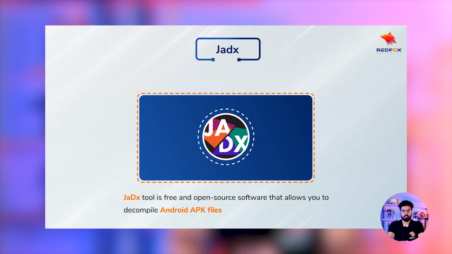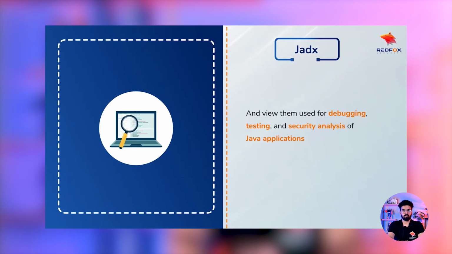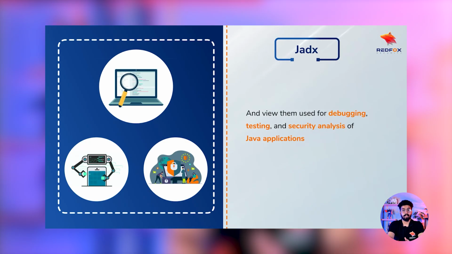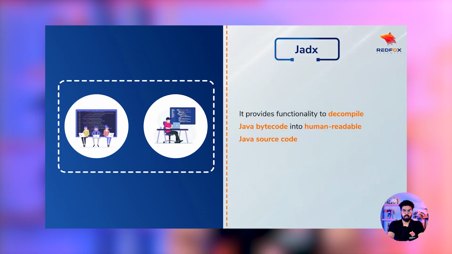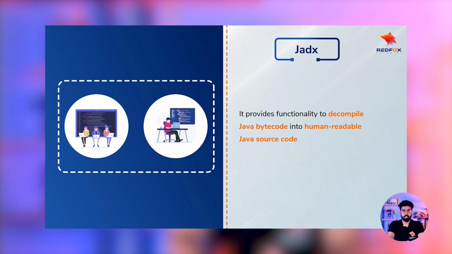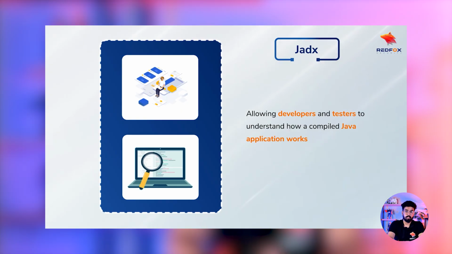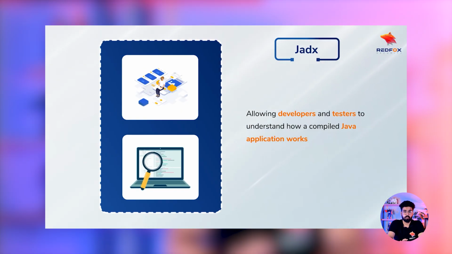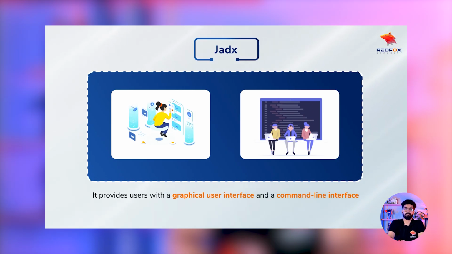In this lecture, we'll discuss the next tool, that is JADX. Let's get started. JADX tool is free and open source software that allows you to decompile Android APK files and view them. It is used for debugging, testing, and security analysis of Java applications. It provides functionality to decompile Java bytecode into human-readable Java source code, allowing developers and testers to understand how a compiled Java application works. It provides users with a graphical user interface and a command line interface.